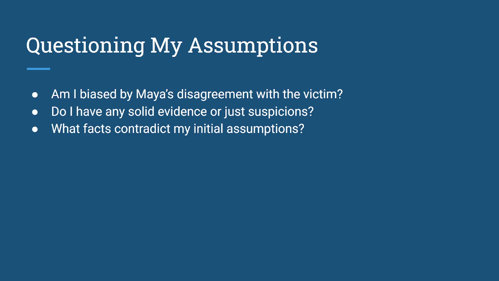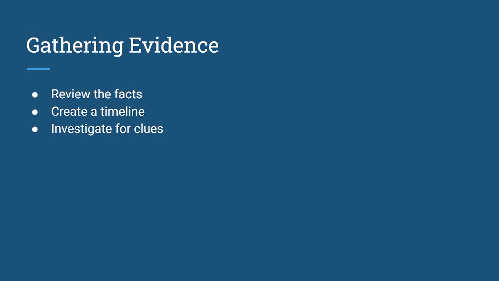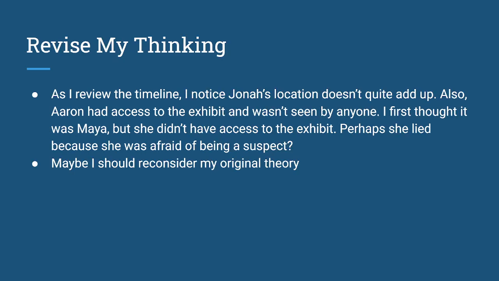I would ask, am I biased by Maya's disagreement with the victim? Do I have any solid evidence or just suspicions? And analyze any facts that contradict my initial assumptions. I would then gather further evidence. I would review the facts, create a timeline, and investigate the evidence for clues. Afterwards, I would revise my thinking.